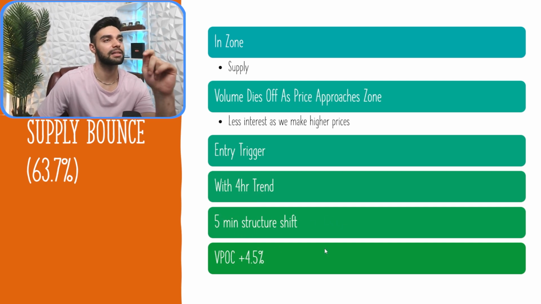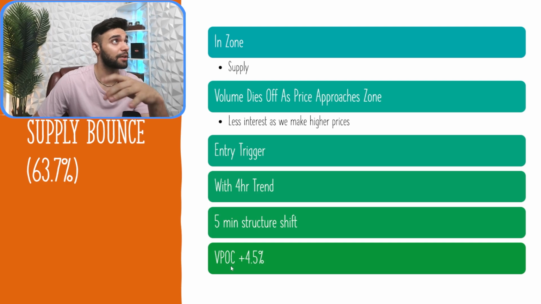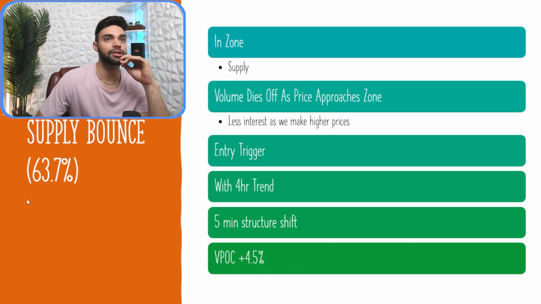And it also has, if it is a VPOC in the level, which is something we talked about during our previous video. So watch the technical analysis video, it's clutch. If the VPOC is in the level, it actually increases its win rate by almost 5%, which is pretty crazy.